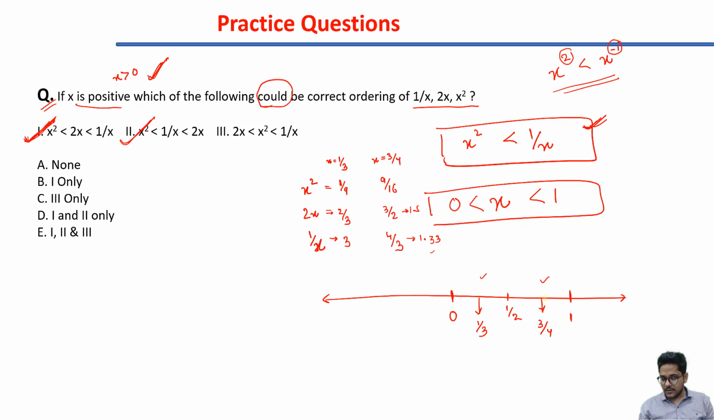Now we do not have any other points to check on. If I check x equals 1, then x square and 1 by x will have the same value, but there is no sign of equality over here. So these are the two orderings which could be correct. So only 1 and only 2 is the correct option.